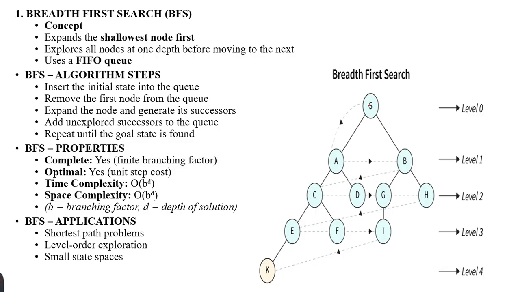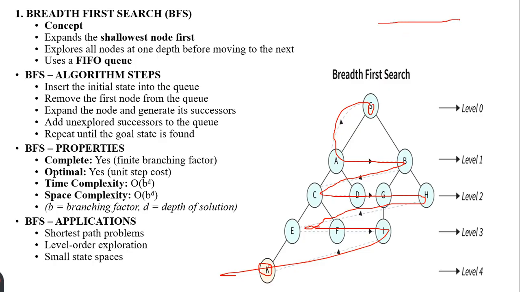So what is breadth first search? It has a start state and a goal state. How does it traverse? It goes to the left node and the right node, then goes to the C node, D, G, H. Then it will start from E, F and I. And then it will go to K. So this one we are calling depth first search.